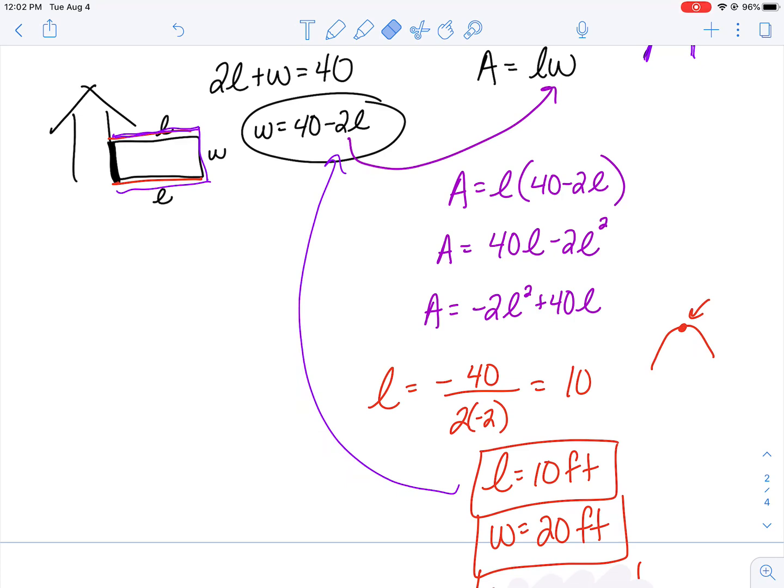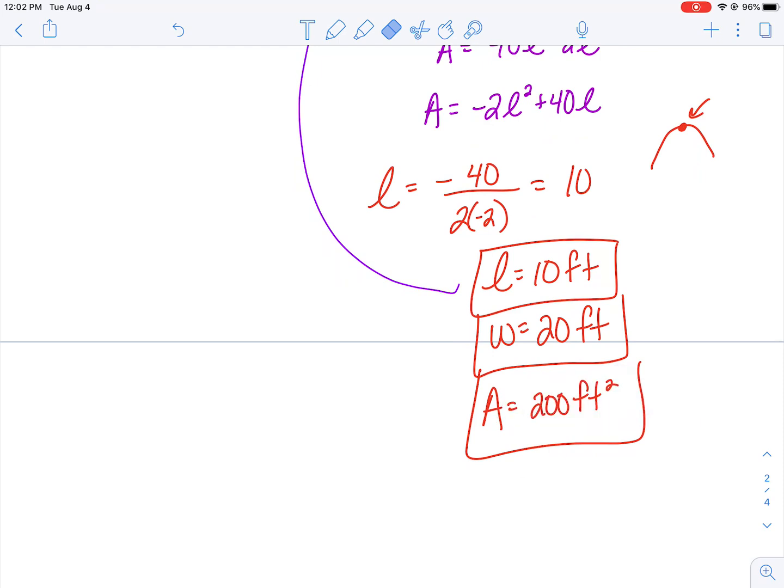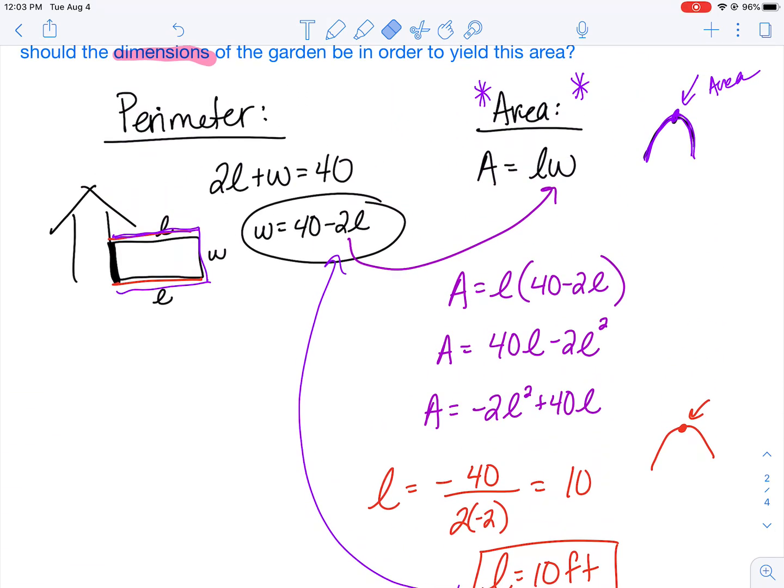The length has to be 10 feet, the width has to be 20 feet, so I can maximize the area of this garden if I only have 40 feet of fence to go around. It also asked me for the maximum area, so we know that area is length times width, so I should be able to multiply my length times my width, and I end up getting a maximum area of 200 feet squared because it's area. So you notice that we had to use two different equations in order to use that perimeter equation, plug it into my area equation so that I can form a quadratic with only one variable, and then I can find that vertex to get the maximum area.